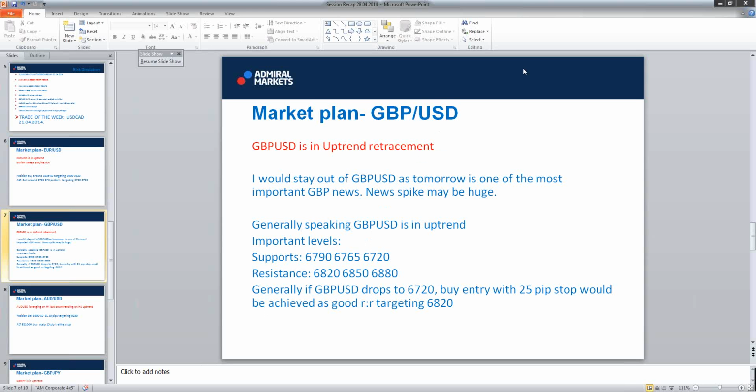Or if you want to trade cable, at least wait for a drop to 67.20, then try to trade it with a small stop, 25 pips. Of course, once you are 20 pips in profit, try to use your trailing stop.